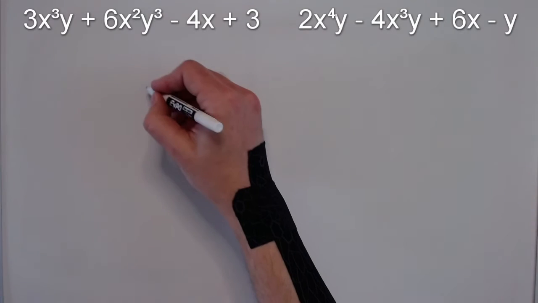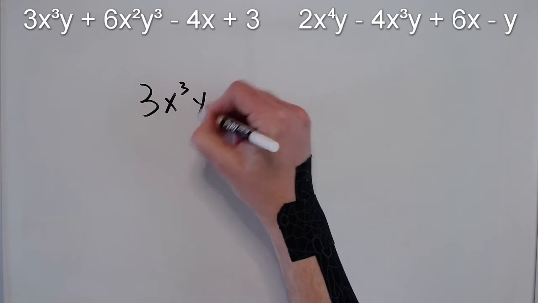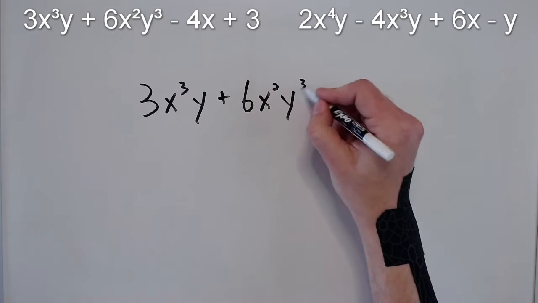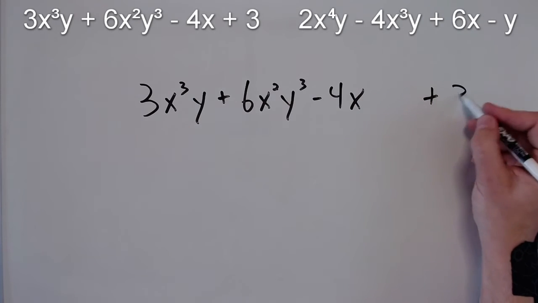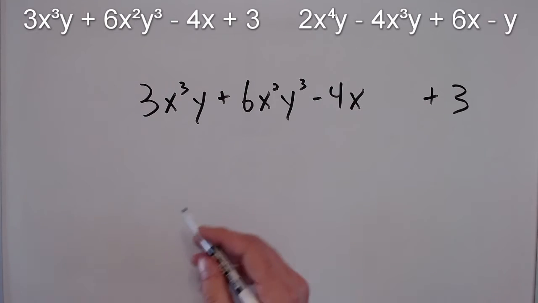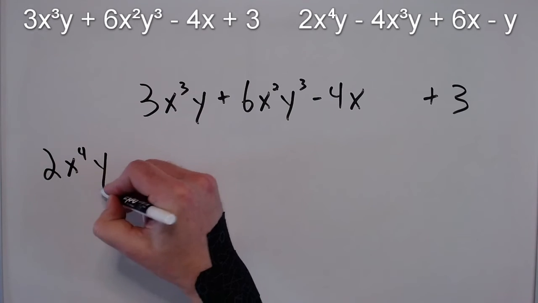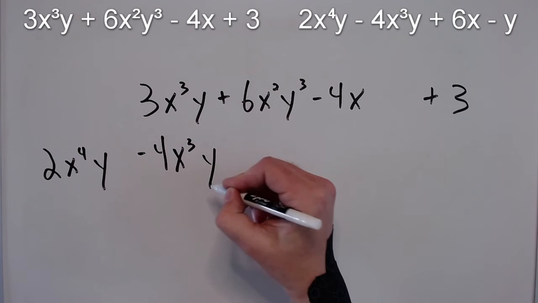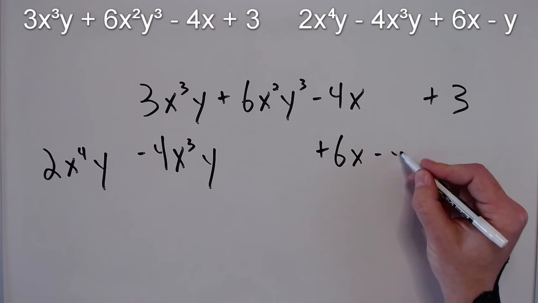Okay, so let's add these two polynomials, but let's do them in stack 'em column style. I'm going to start with the first one right about here. 3x cubed y plus 6x squared y cubed minus 4x. I'm going to put plus 3 over here. So for the second one, I'm going to start writing it over here. 2x fourth y minus 4x cubed y plus 6x minus y.